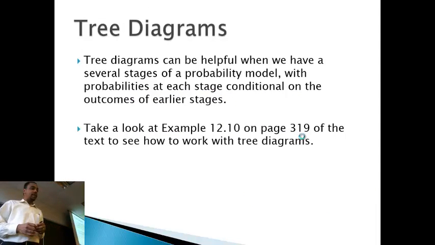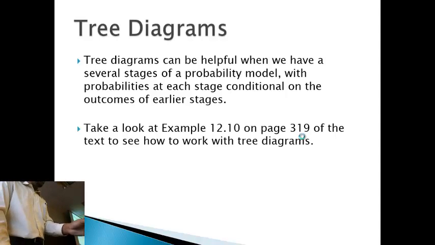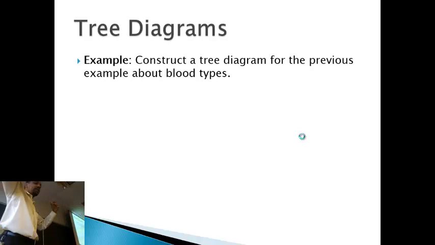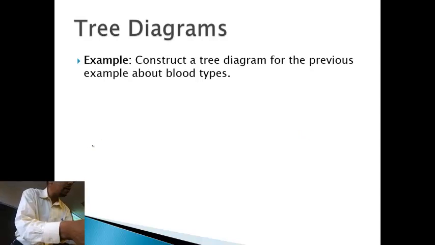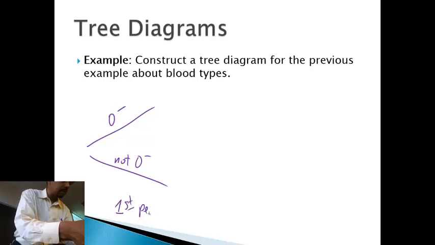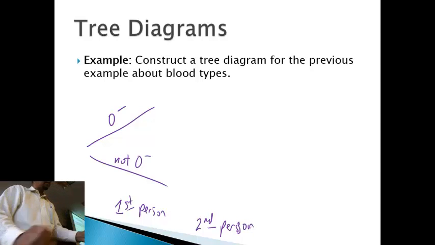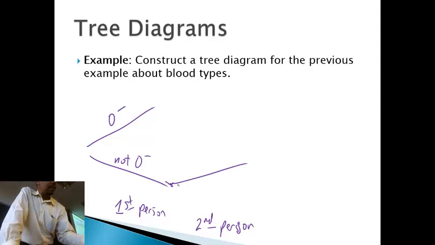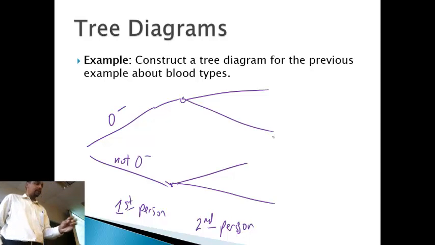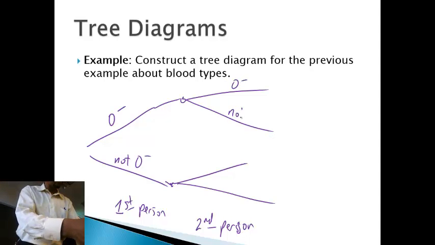Tree diagrams can help us organize our thoughts, with each stage having a conditional probability. You have tree diagrams you can look at. Now, construct a tree diagram for the previous blood types. Well, you have this O negative world, and we have what we call not O negative. That's the first person. And then the second person, it depends on the first person being in this category or this category. O negative, not O negative. O negative, not O negative.